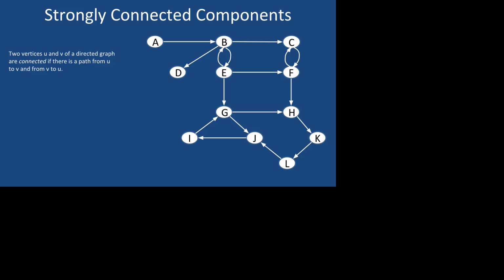And so for a strongly connected component, we're going to say that two vertices u and v are connected if there's a path from one to the other and vice versa. So in this graph up here, are D and B connected? No. You can get from B to D, but not vice versa. What about H and J? Yeah, they're connected because you can go H, K, L, J, so you can get that way, and you can go J, I, G, H. You can go the other way. You get from one to the other.